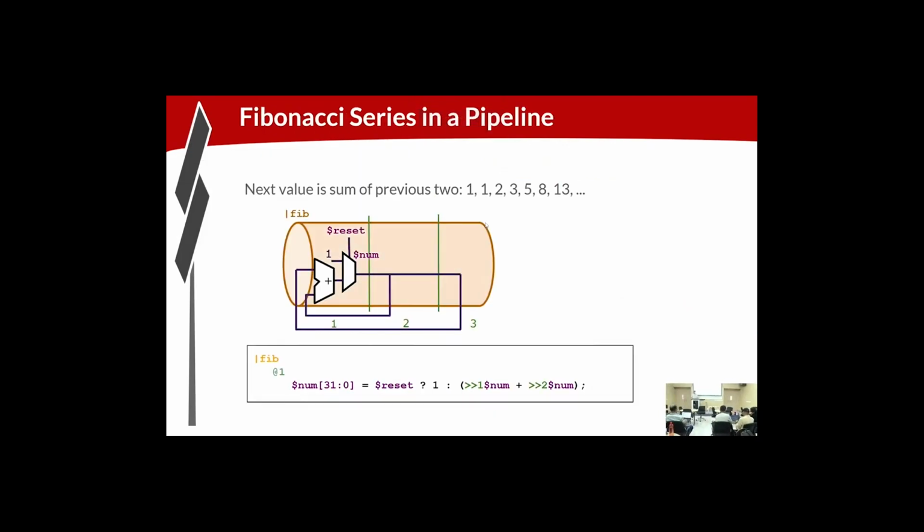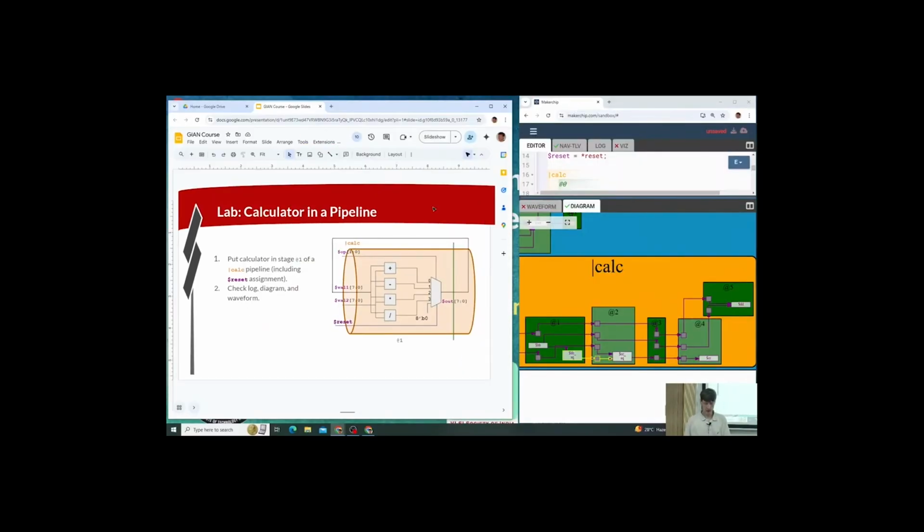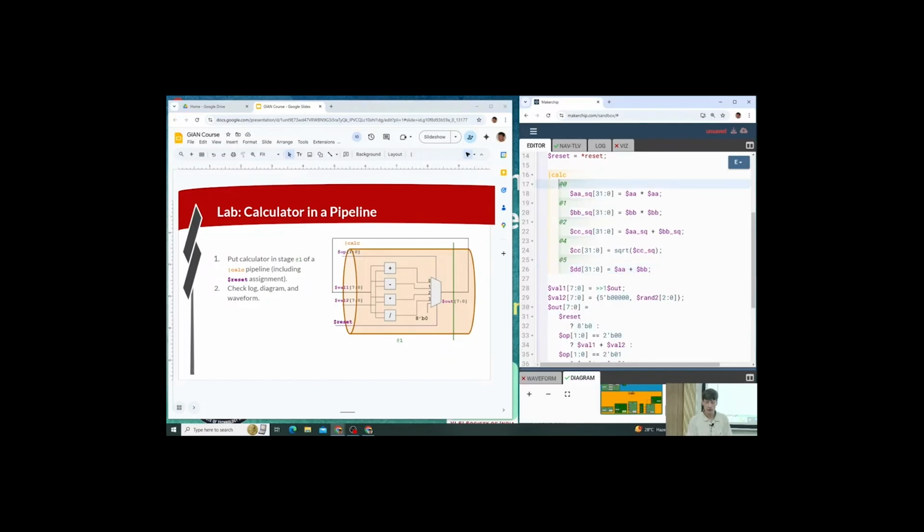So this is our Fibonacci series in context. And we're going to do the same thing with our calculator. This exercise is just to put your calculator logic in the context of a pipeline, which just means adding the calc and adding reset. In the Makerchip IDE, for convenience, if you need to indent code, as you will for this exercise, you can highlight the code and use control square brace left and right to indent and unindent.